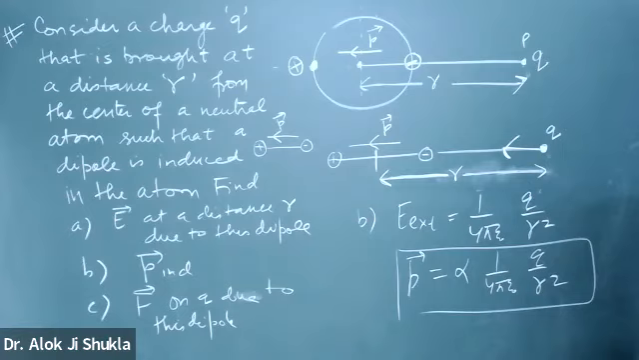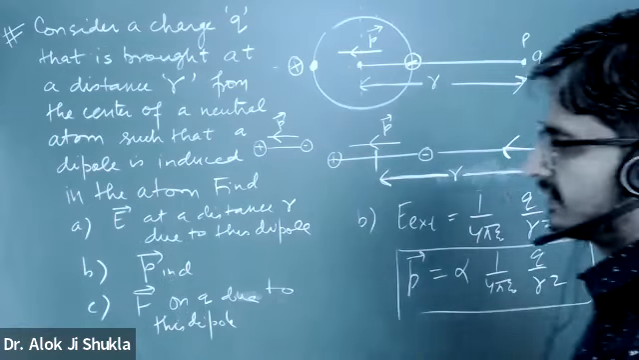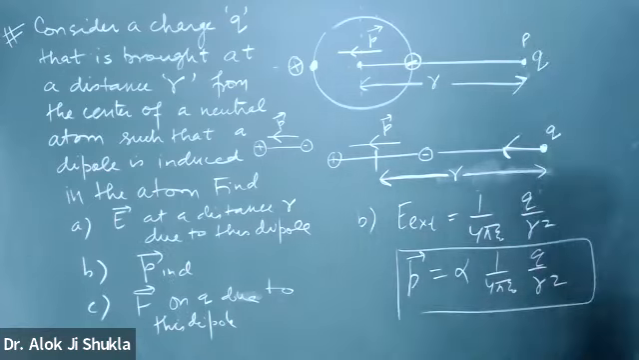Sir, is alpha given in the question? Alpha is the polarizability of the atom, which is some constant. Something which we don't know, but we can take it as alpha. Okay? Okay sir. So B part is done.